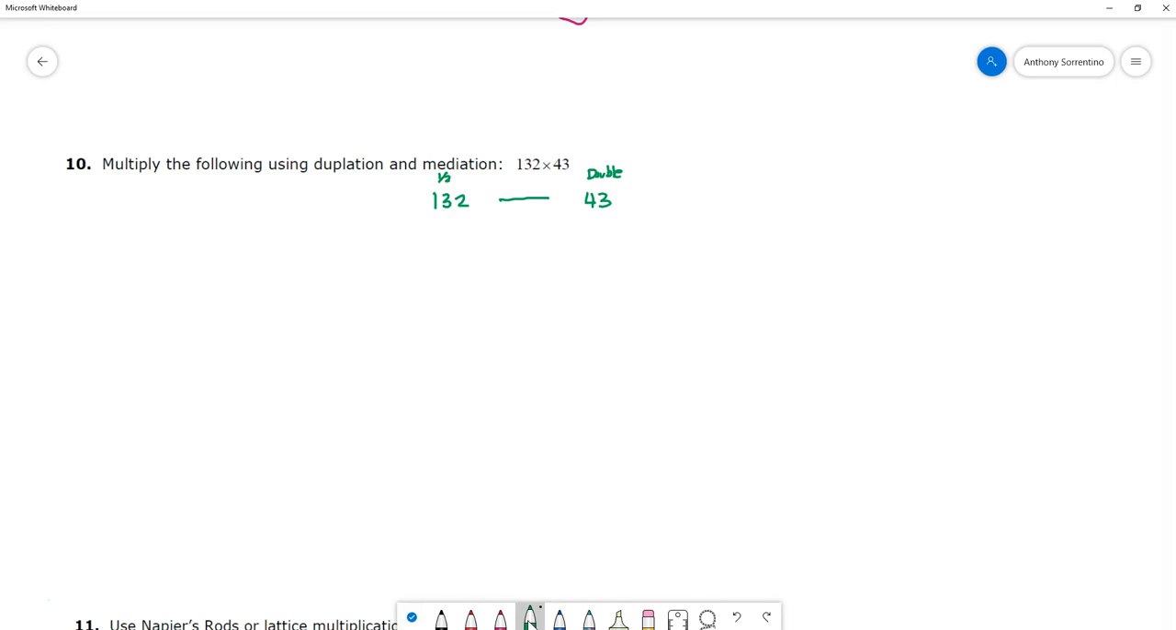So half of 132 would be 66. Whereas if I double this one, it's 86. Half of 66 is 33. Or if I double 186, I get 172. Half of 33 would be 16.5, so I just round that down to 16. Or if I double 172, I get 344.